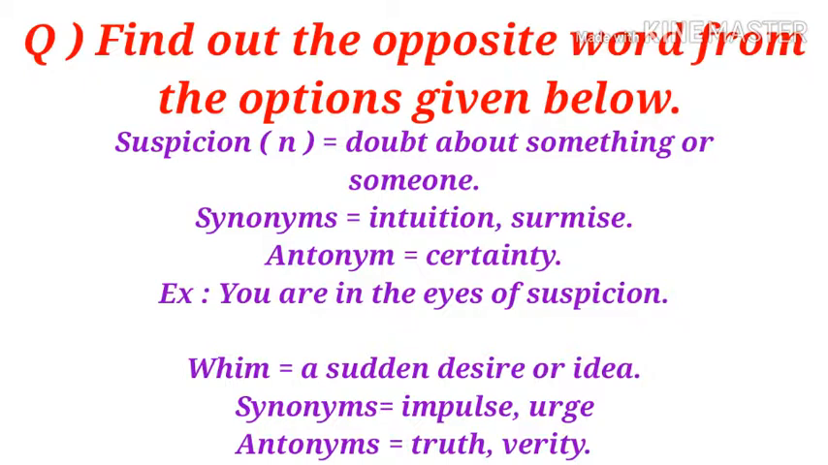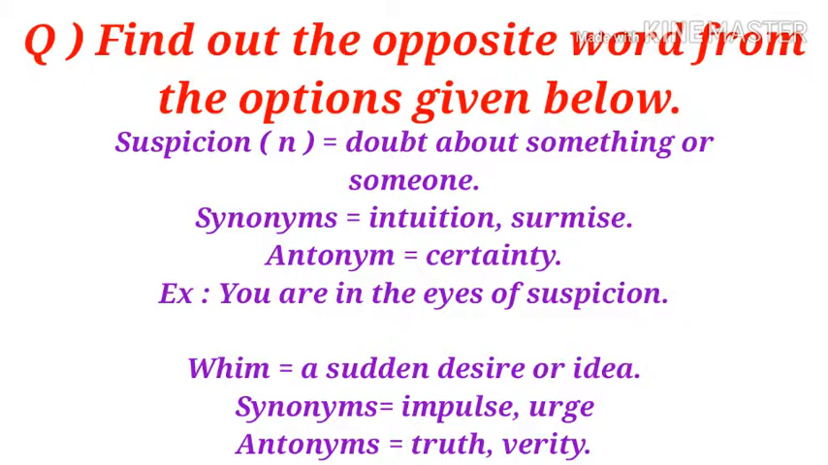That is known as suspicion. And an example is, you are in the eyes of suspicion. That means a person is in the eyes of suspicion. That means somebody is suspecting that person. Somebody has doubt about that person or thing or place, like this. That is known as suspicion. Its options are, let us see the options first. The first option is doubt. Doubt is already a synonym of the word suspicion.